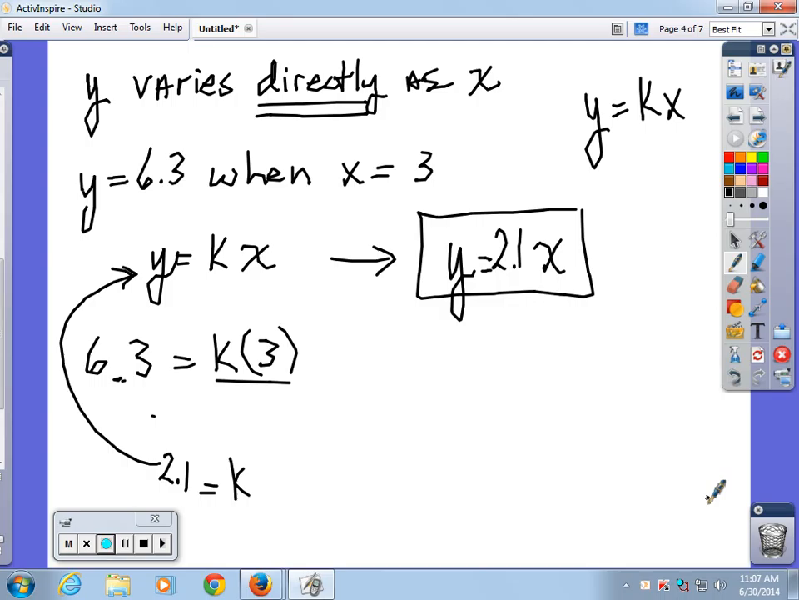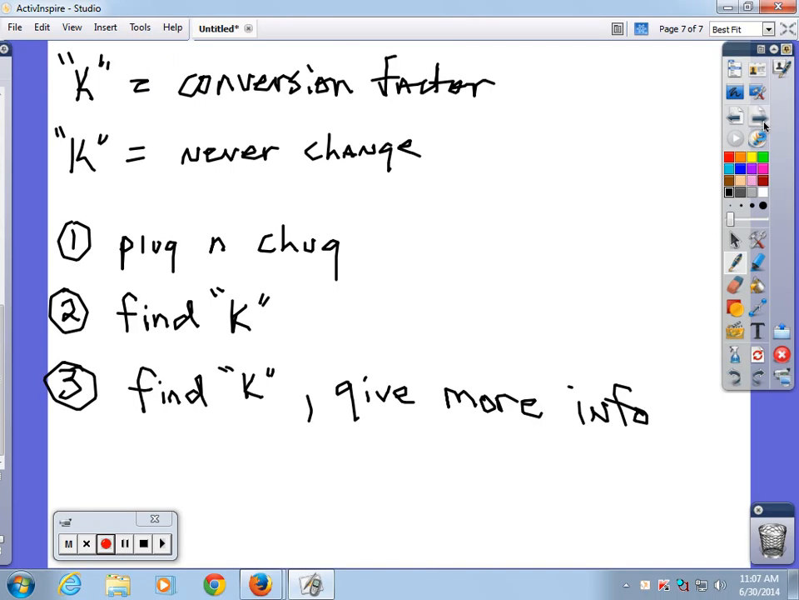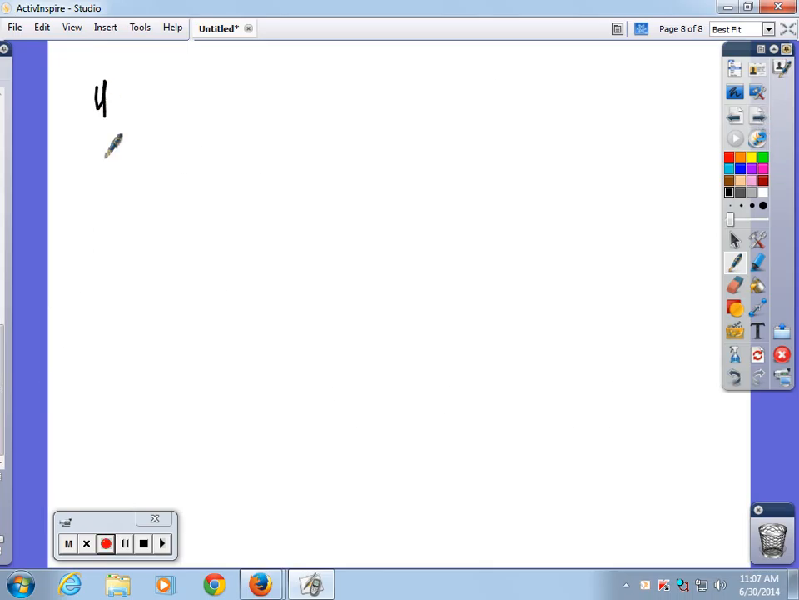All right, here's another one. Y varies directly as X. Find the constant, fudge factor, find K, whatever you want to call it, when Y is equal to 2. Let me just read this out. Y is equal to K times X. Y is equal to 2, and X is equal to 1/5.